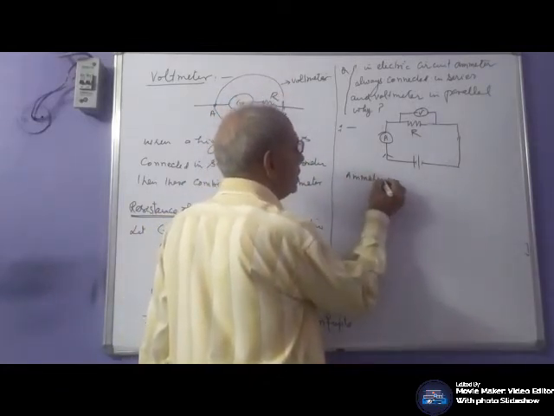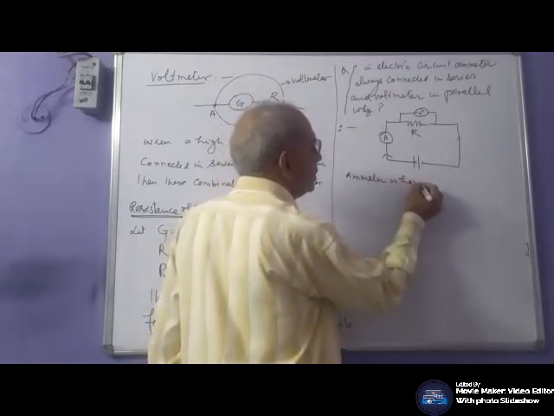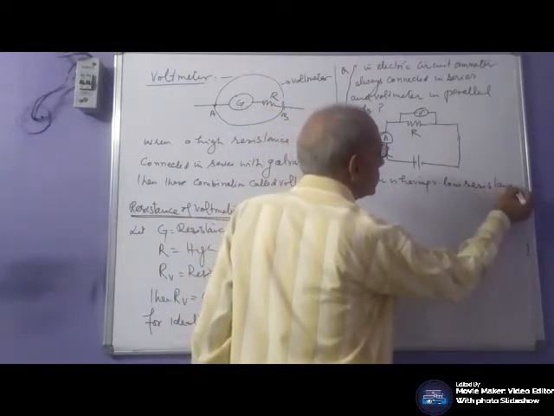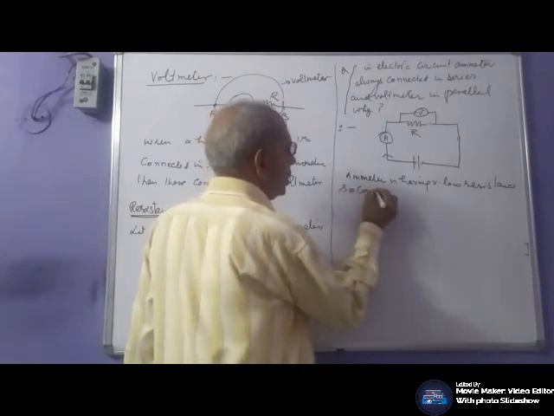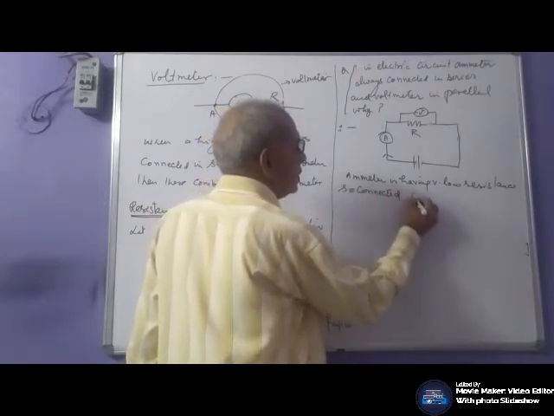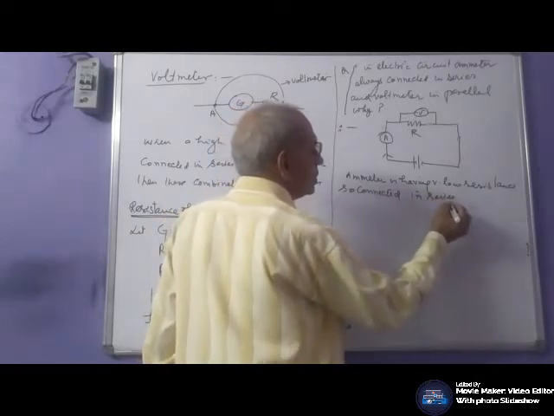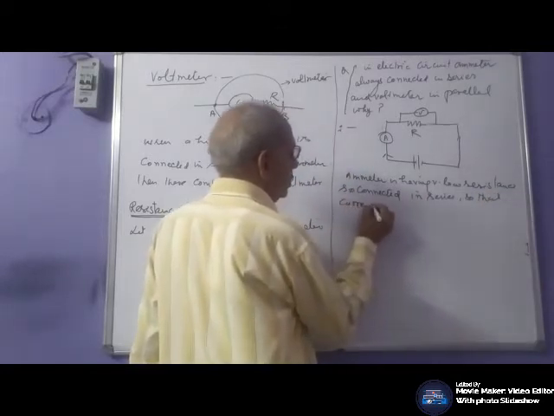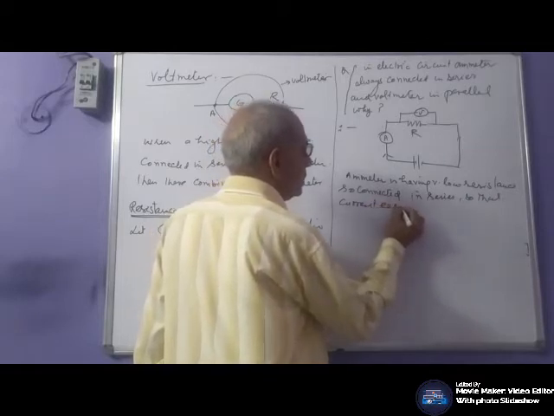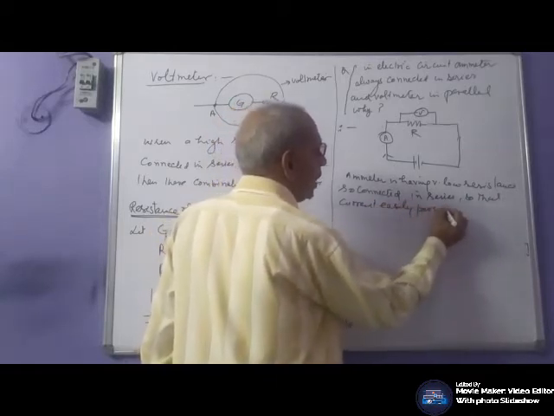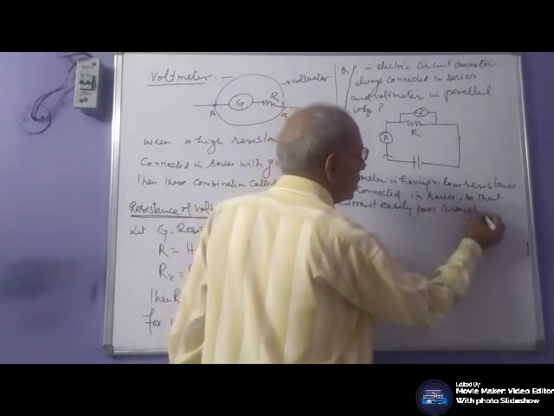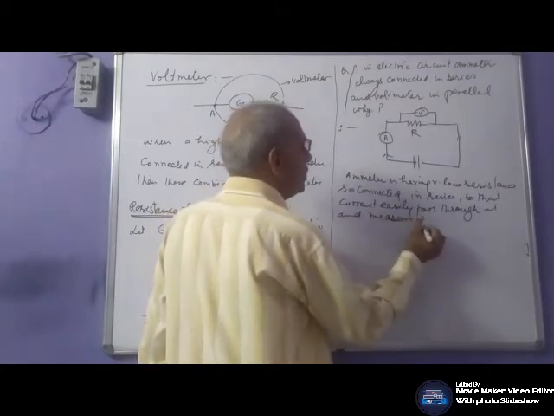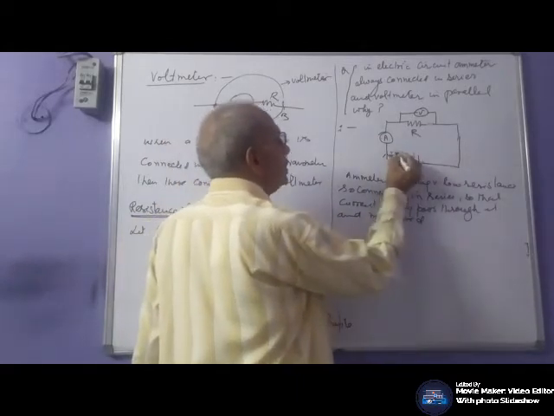The ammeter has a very low resistance, so it is connected in series so that the current can easily pass through it and be measured. It is connected in series, so the current easily passes through it.